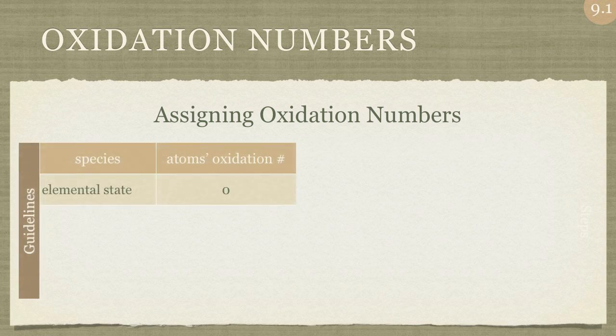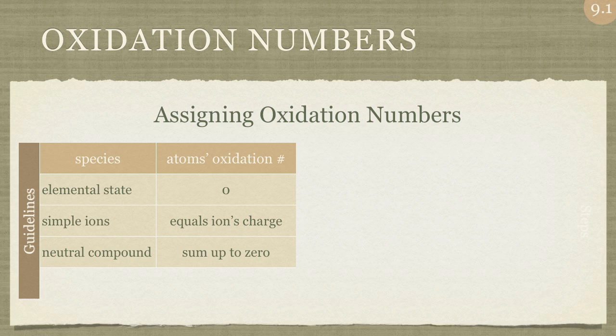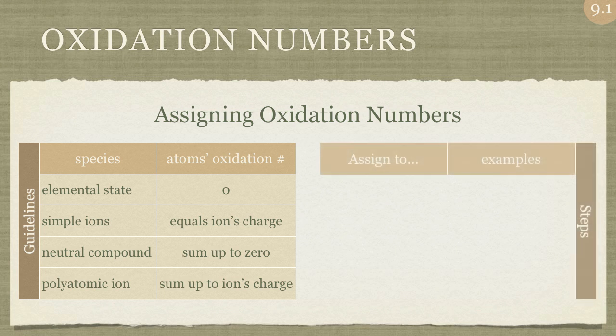If a species is in its elemental state, then all atoms involved get an oxidation number of 0. In simple ions, that is, ions made of one atom, the oxidation number is equal to the ion's charge. In neutral compounds, all the individual atoms' oxidation numbers have to sum up to 0. And in a polyatomic ion, all individual member atoms' oxidation numbers need to sum up to the charge of the total polyatomic ion.